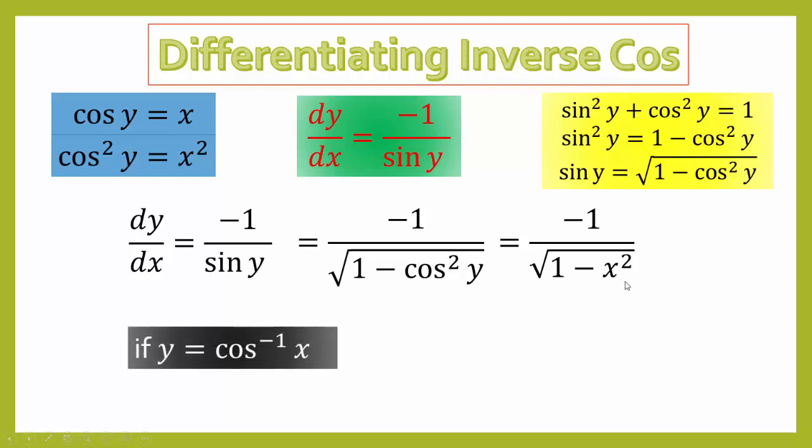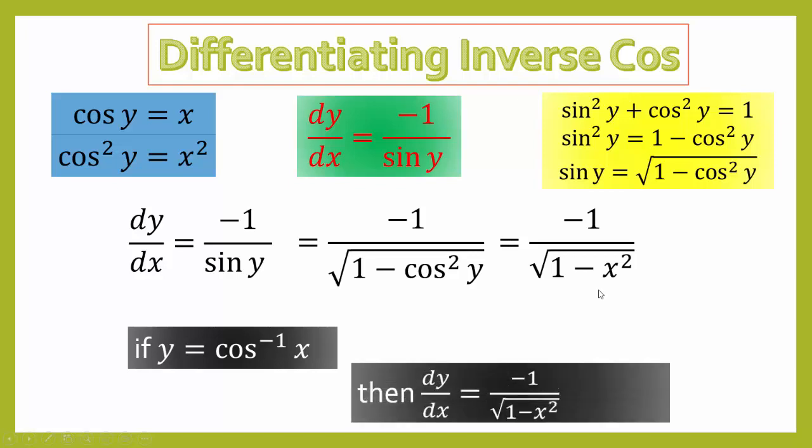So if y is equal to the inverse cos of x, then dy by dx is equal to minus 1 over the square root of 1 minus x squared. And that is the final answer.